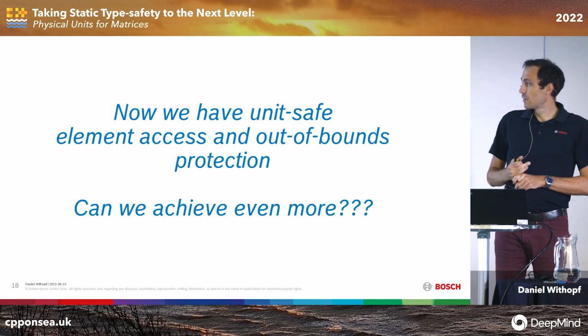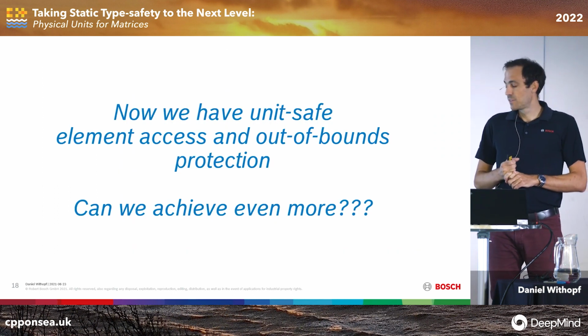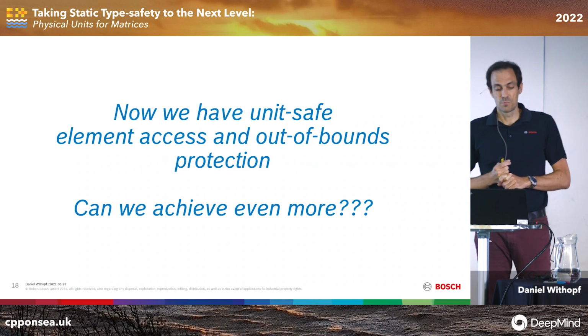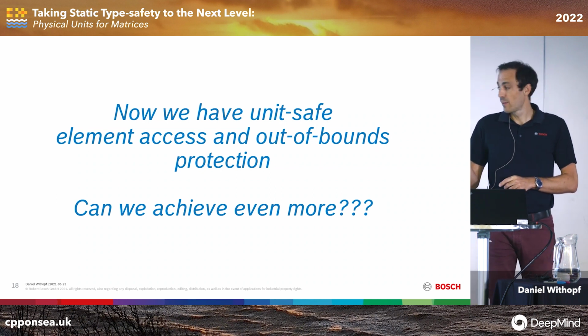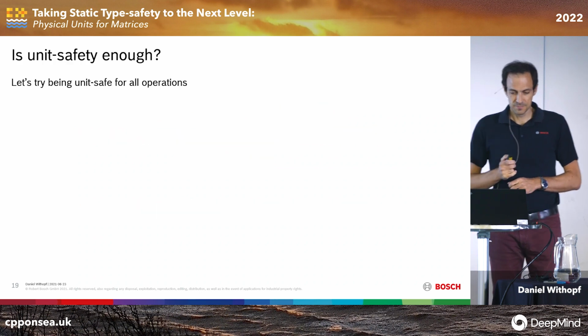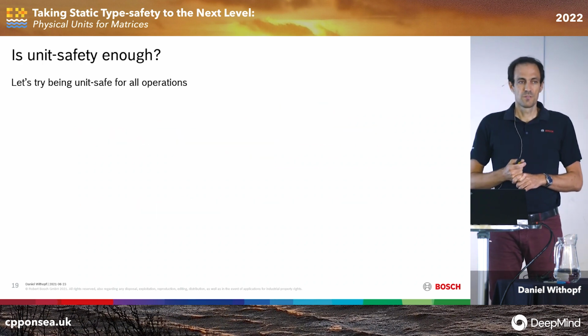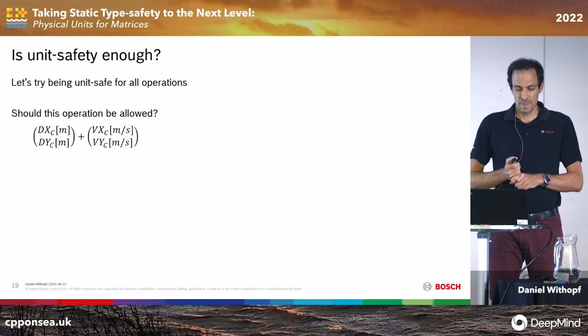Then I'll move on. Until now, we've achieved unit-safe element access and out-of-bounds protection. Now the question is, can we do even more? As it turns out, there's a lot more we can do, and we will learn that in the next part of the talk. First of all, let's try to be unit-safe for all operations.